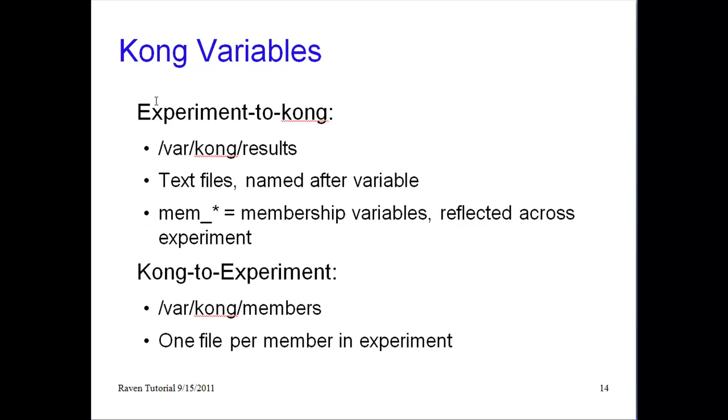Finally, there's a set of Kong variables. These compose the membership and result variables. So some variables go in the direction from the experiment to the Kong service. Some go from Kong to the experiment.